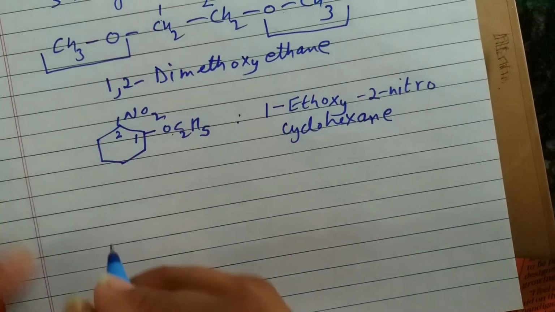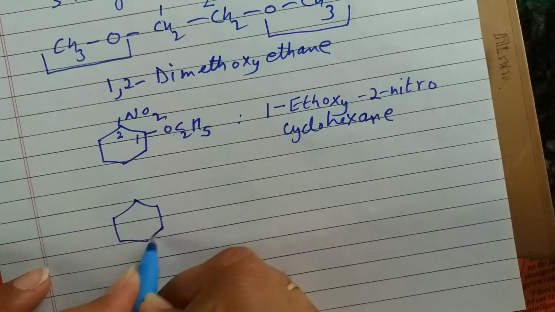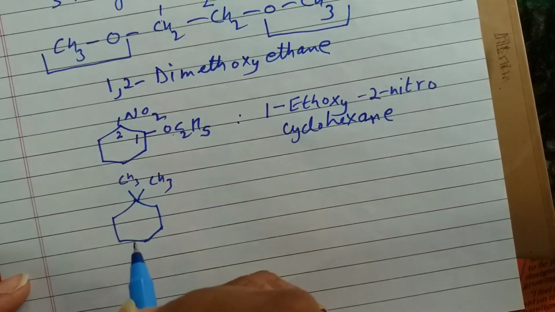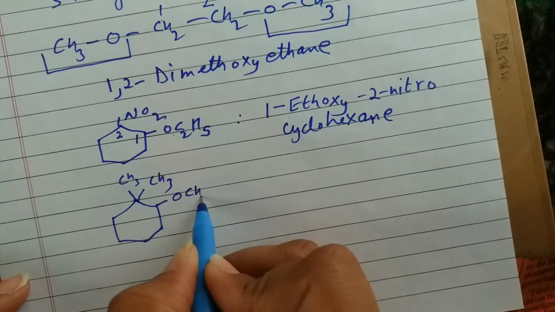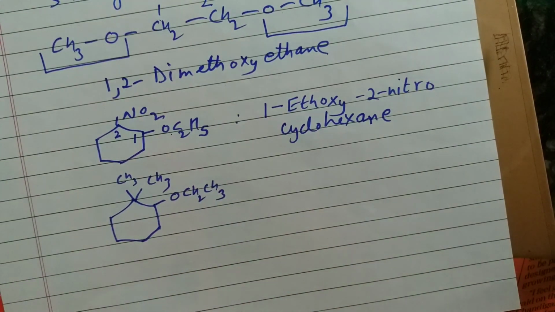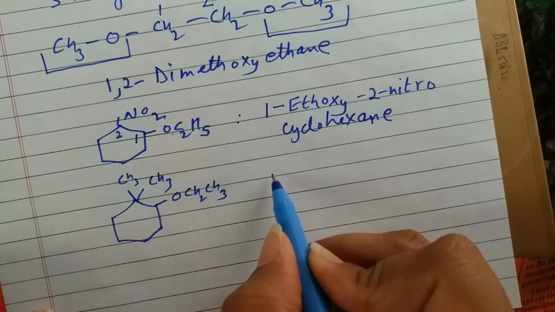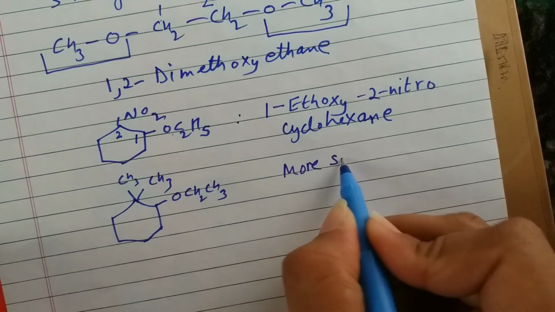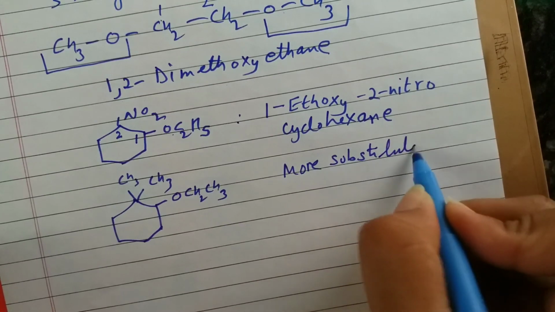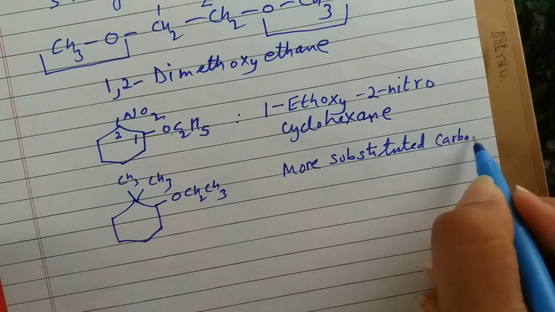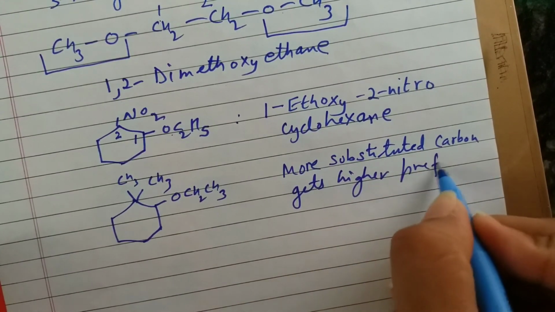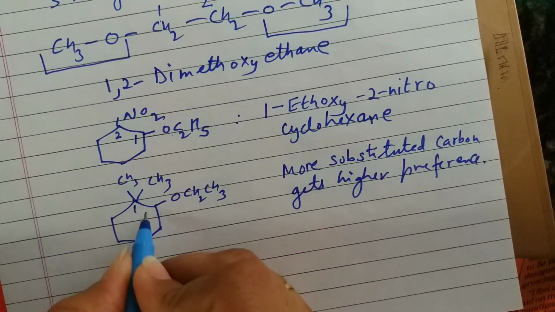One last cyclic compound example and we will wind up with this topic of nomenclature. This is another very important example. There are 2 methyl groups attached here and there is an ethoxy group attached here. Now, which one should be given higher preference? It's a very important example. Remember this rule. When you are talking about cyclic compounds, a more substituted carbon gets higher preference. So this is 1 and this is 2.